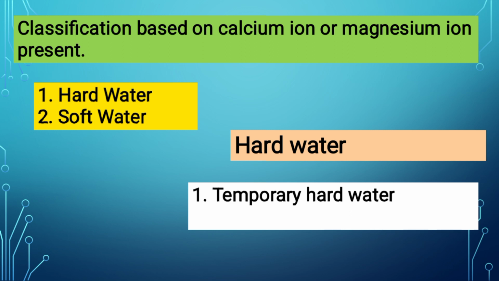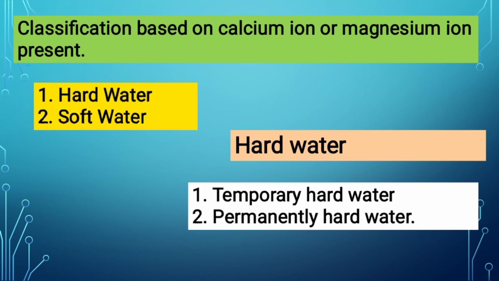Examples can be calcium hydrogen trioxocarbonate(IV) or that of magnesium, or we can even have chloride or tetraoxosulfate(VI) of calcium or that of magnesium. Based on these ions, we can group hard water into two: temporary hard water and permanently hard water. Temporary hard water has only hydrogen trioxocarbonate salts of calcium and magnesium, but permanently hard water has chloride or soluble tetraoxosulfate(VI) salts of calcium or magnesium.